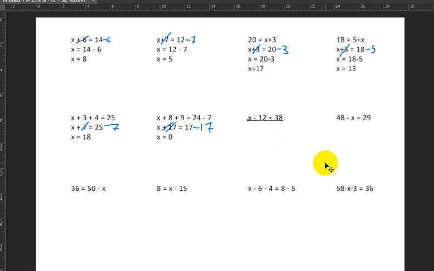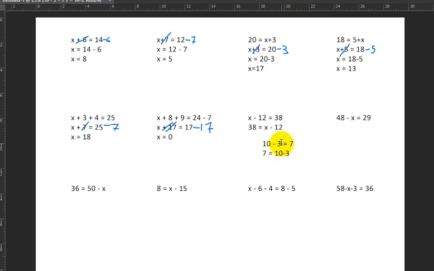All right, next let's move into subtraction. In subtraction, I cannot flip the numbers like I can in addition. I can flip what's on each side of the equal sign. So I can take x minus 12 equals 38, and I can write it as 38 is equal to x minus 12. I can do that, just as I can write that 10 minus 3 is equal to 7. And I can also write that 7 is equal to 10 minus 3.